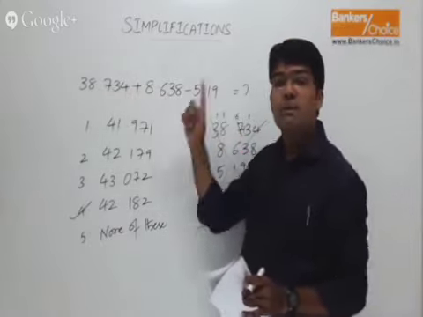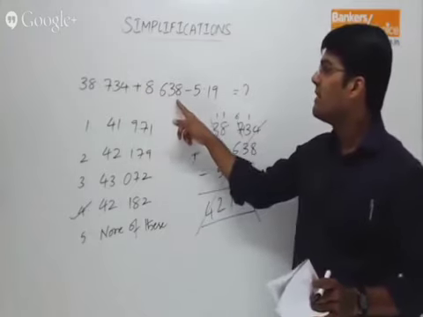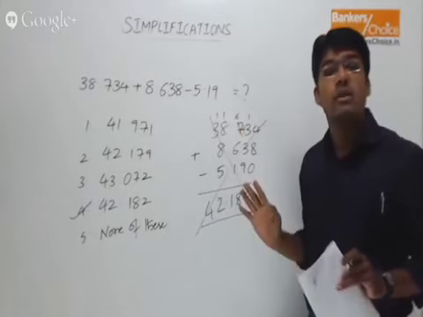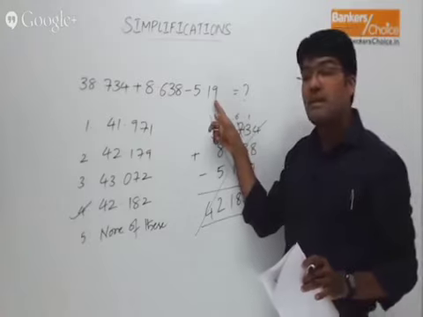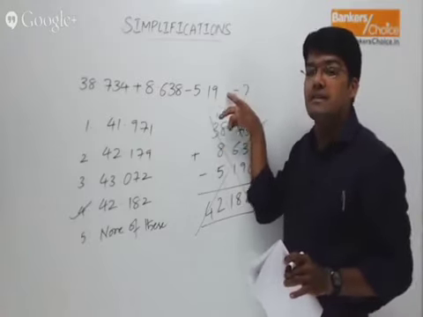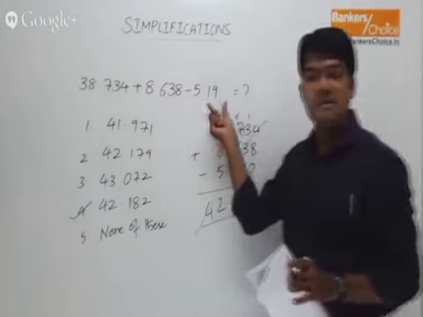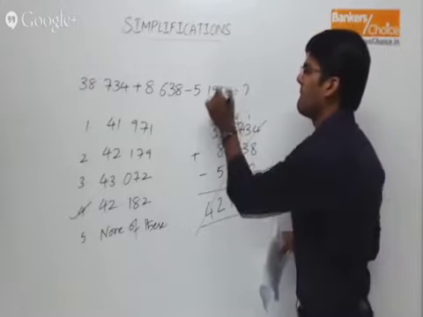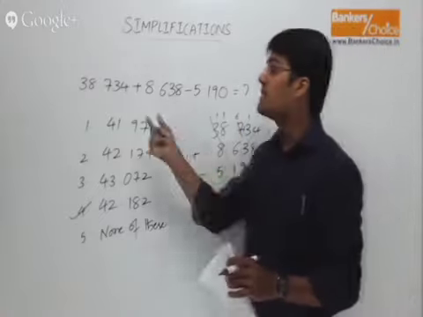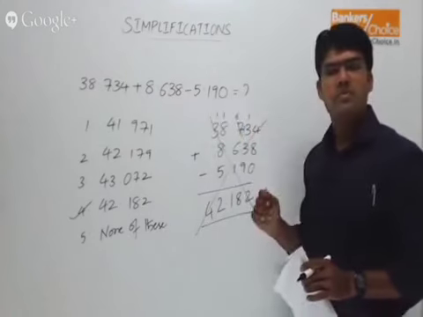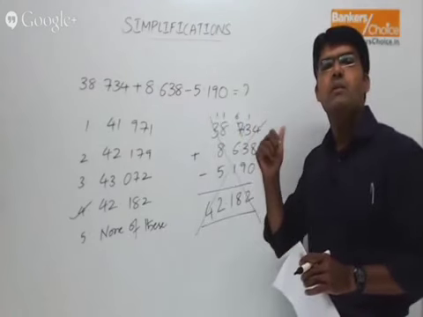So if you directly add all the rightmost digits, 4 plus 8, 12, 12 minus 9, you will get a wrong answer. Because this 9 is not the rightmost digit in this case. Understand? We have to balance it first. So what do? Just put a 0 here. For convenience, just put a 0. Now it's all simple. 3 digits after the decimal. Now you can do the calculation and verify what's the correct answer.